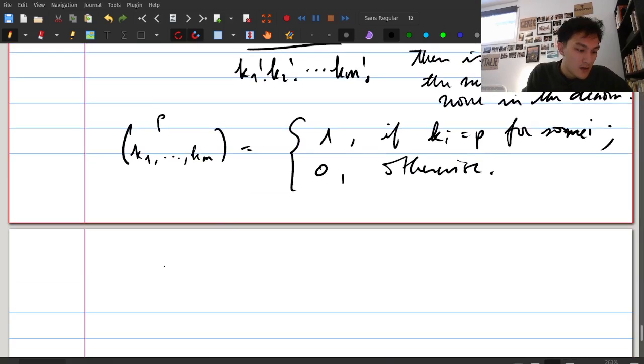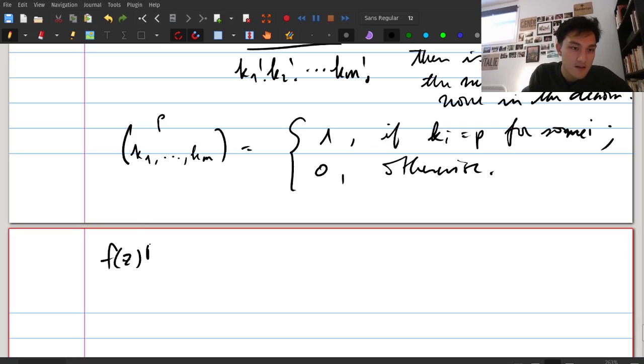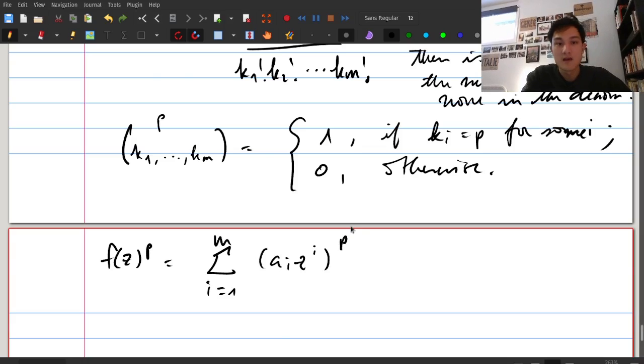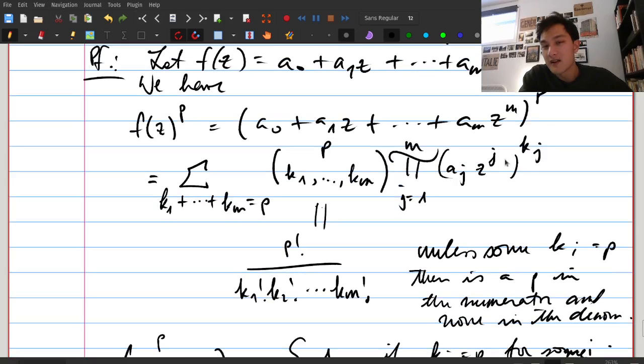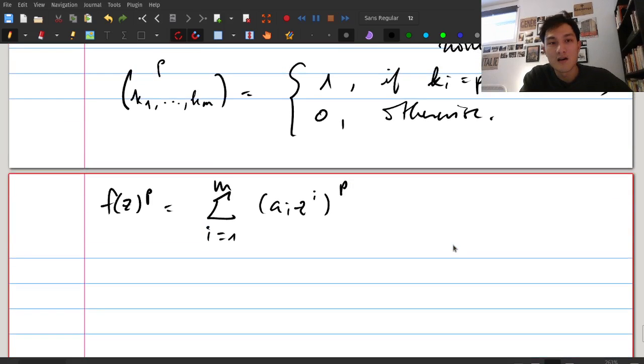So let's write this. Let's just write f(z) to the p is equal to this sum. So it's i equals 1 to m, ai zi to the p, right? So also in the product, everything disappears except one of them, right? Everything else is just one. Right? Everything else, all the other kj's are 0. So it's just 1. And then you just have one ai zi to the p.